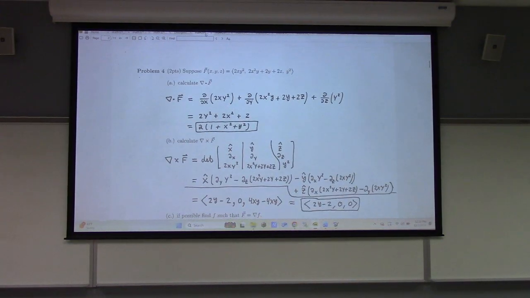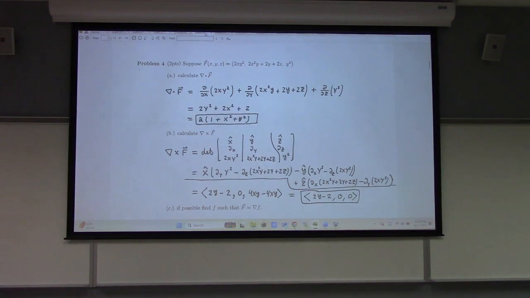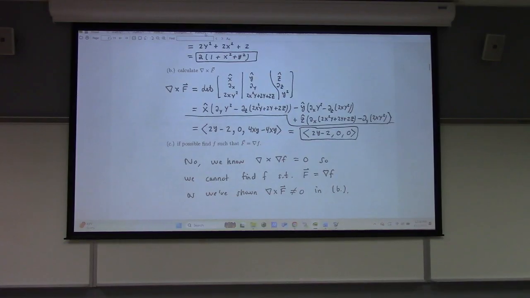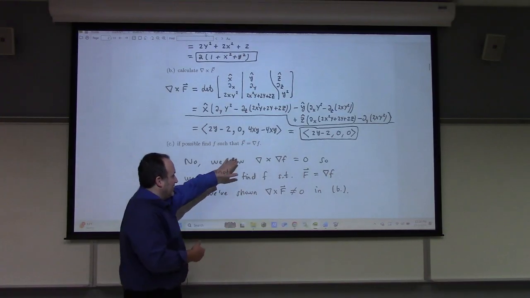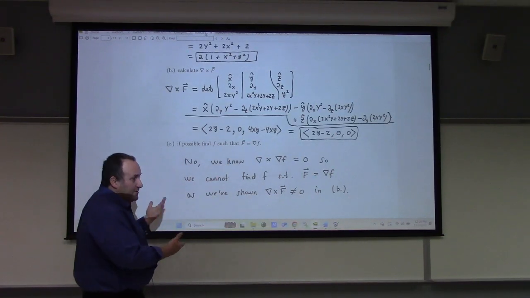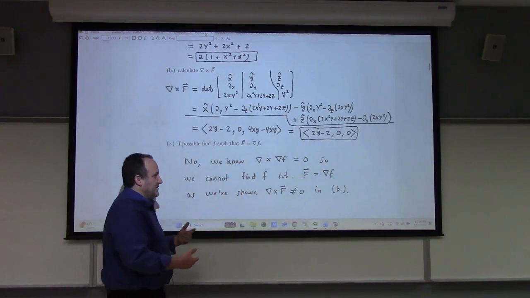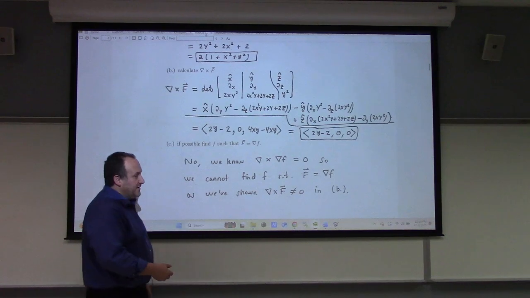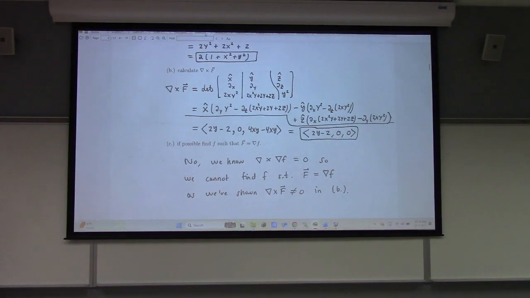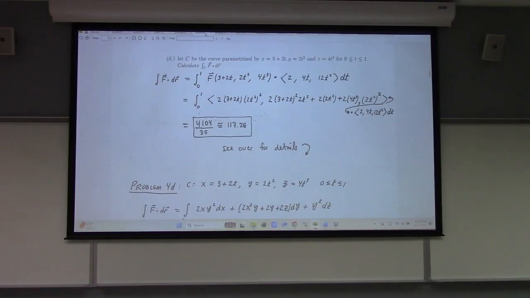Problem 4. This is pretty straightforward. I don't really have much to say about this. Is it possible to find a function f such that the gradient of f is equal to big F? In other words, is F conservative, right? And the answer is no, because we just showed that the curl is non-zero, and the curl would have to be 0, because we know that the curl of the gradient is 0. That's one of our fundamental vector identities.